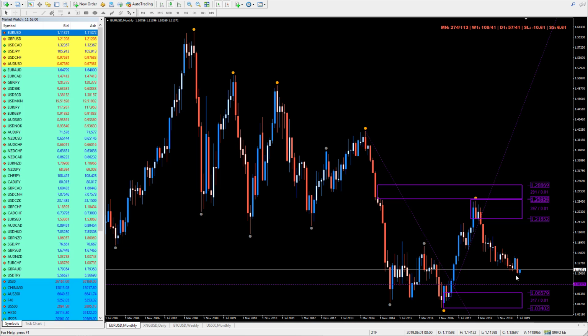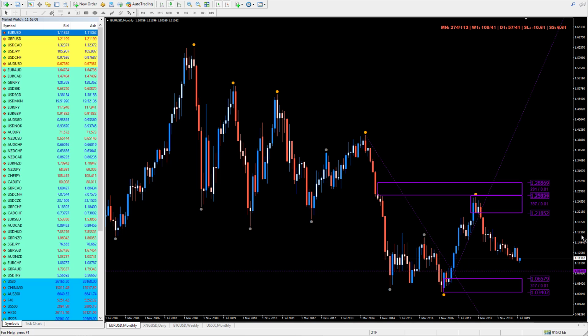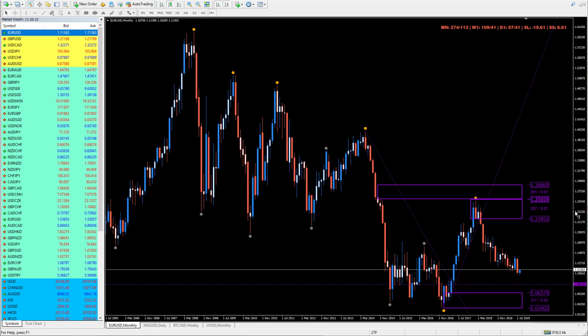The most recent area is monthly supply. So price tested this, and now we're moving down, and now we're approaching this price down here. So there's not a lot to do longer term in the middle here. So we have that on the monthly chart.